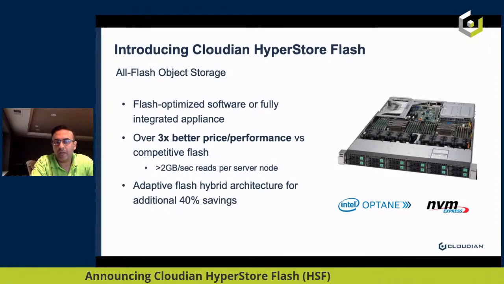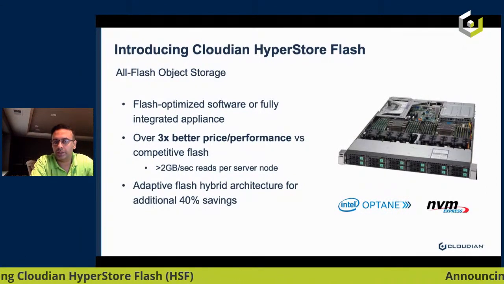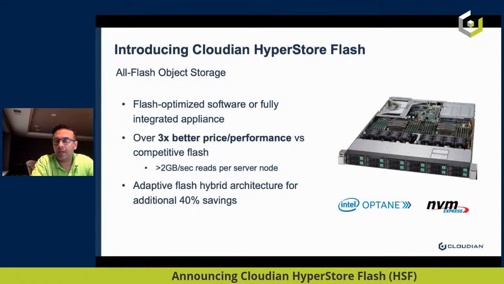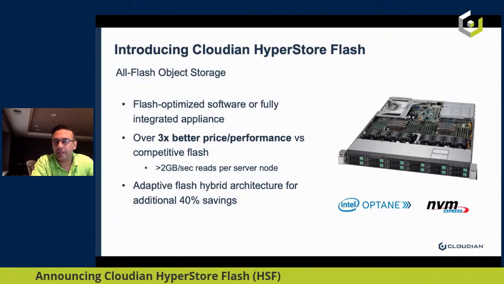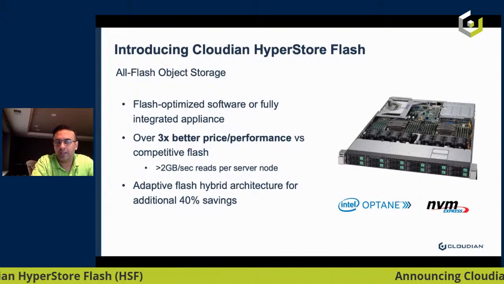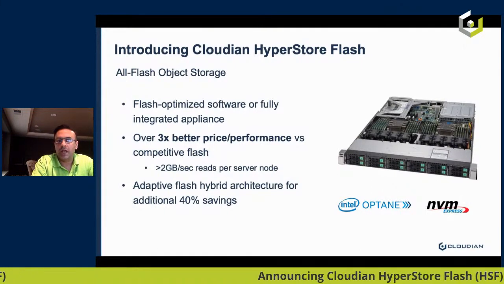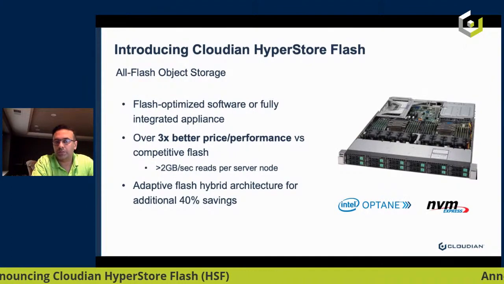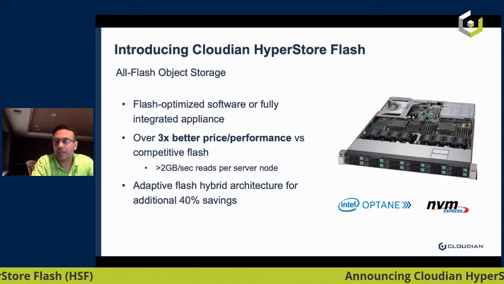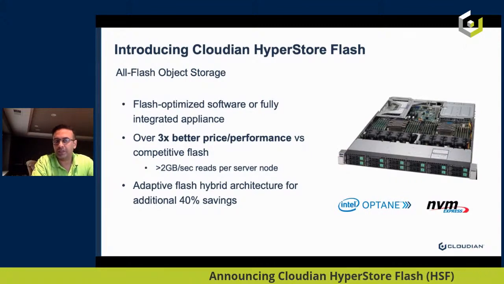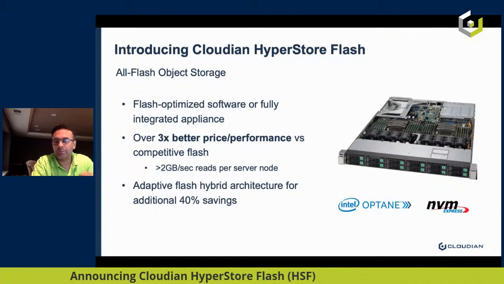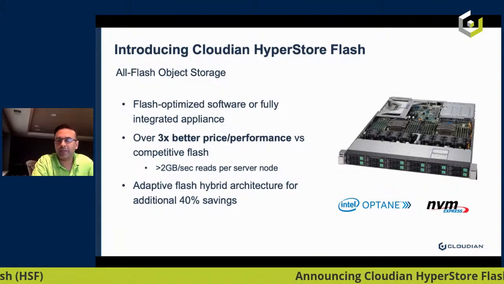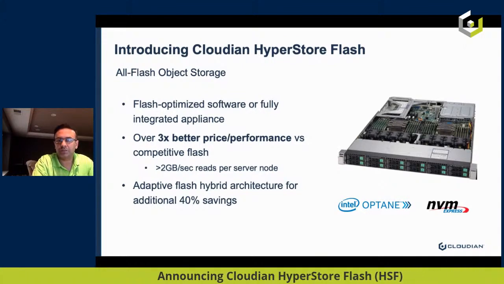What are we introducing? We have introduced an all-flash version of Cloudian's object storage solution. What this solution offers is a flash-optimized software or a fully integrated all-flash, all-NVMe appliance that helps you deliver at least 3x the price performance versus competitive object storage flash solutions. A single node can deliver in excess of 2 GB per second read per node, and brings in that innovative hybrid adaptive flash architecture that can bring you 70% or at least 40% of savings in terms of TCO.